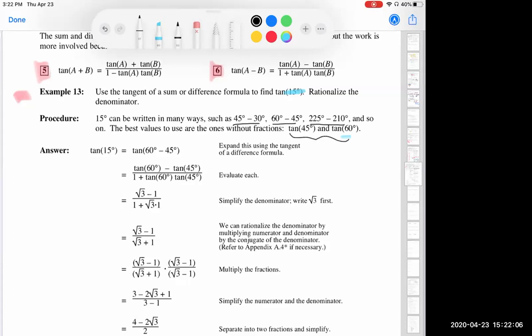Now, where to use those numbers? Try to think of what numbers you like to work with. The best values to use are the ones without fractions. So let's try 60 and 45.